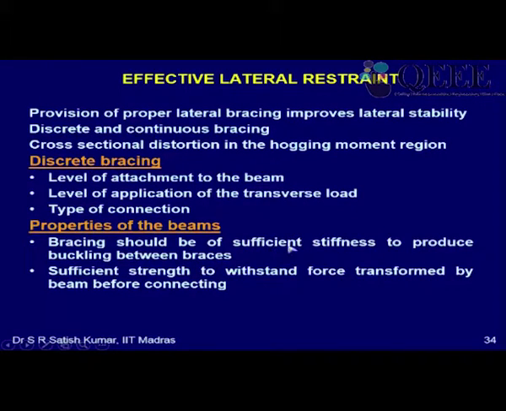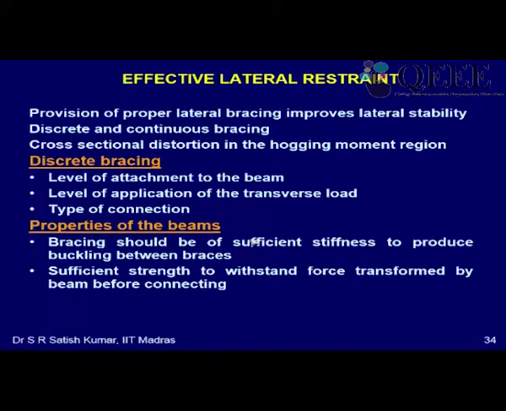Then bracing should be of sufficient stiffness to prevent buckling between bracing. So if bracing is very weak, then the beam may still buckle by pushing the lateral brace away, right? So that means it is not effective. So the bracing has to have some stiffness and some strength. So the code says that each brace, lateral brace, should be able to take at least 2% of the force in the compression flange, right?